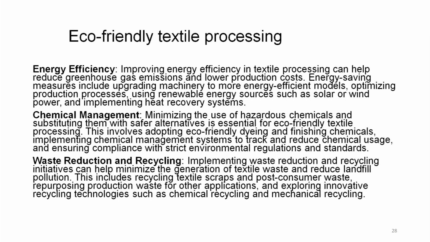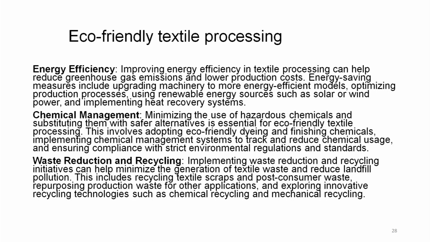Energy efficiency. Improving energy efficiency in textile processing can help reduce greenhouse gas emissions and lower production costs. Energy saving measures include upgrading machinery to more energy efficient models, optimizing production processes, using renewable energy sources such as solar or wind power, and implementing heat recovery systems.